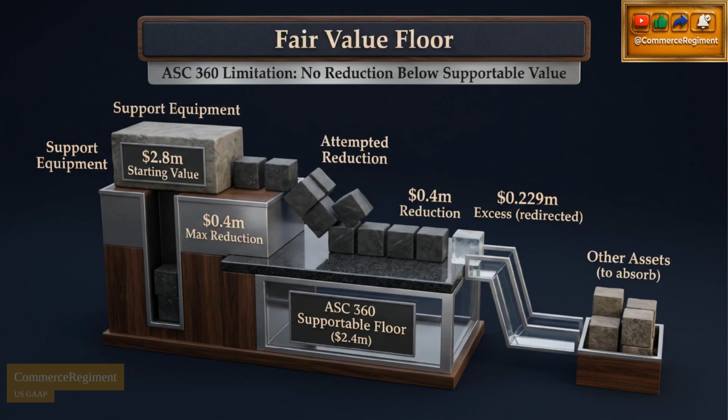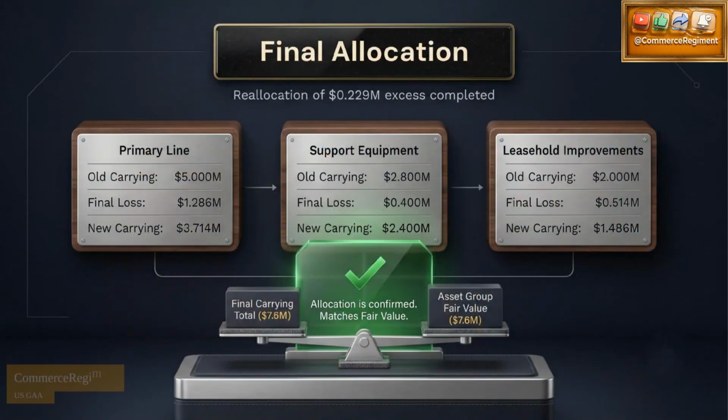But we have separately supportable fair value of $2.4 million for that asset. ASC 360 does not allow us to reduce that asset below its fair value floor. So support equipment can absorb only $0.4 million of impairment. The excess $0.229 million must be reallocated to the other assets that do not have a separately determinable floor in this case. After applying the fair value floor and reallocating the excess, the final allocation is complete.